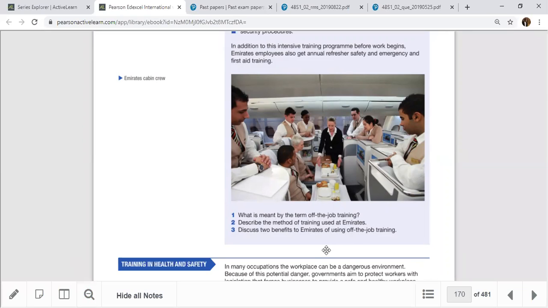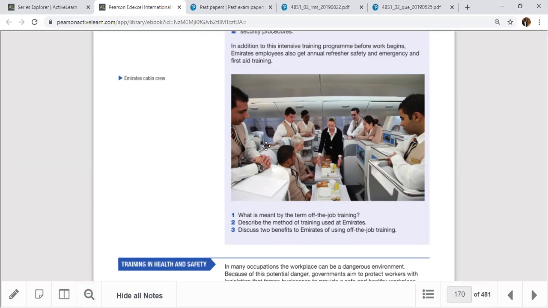Describe the method of training used by Emirates. In this case they are using artificial cabin crew, like a virtual cabin, and they are explaining what's going on inside the cabin. You can see the kitchen area or the inside of the cabin. For the cabin crew, there are certain areas: the resting areas, the kitchen and the pantry. So they are working as in the real case.